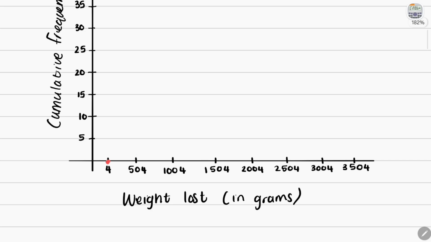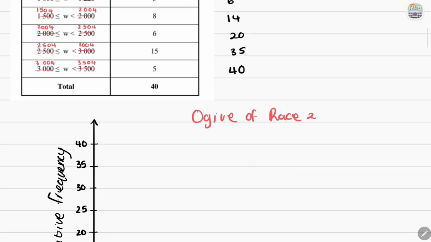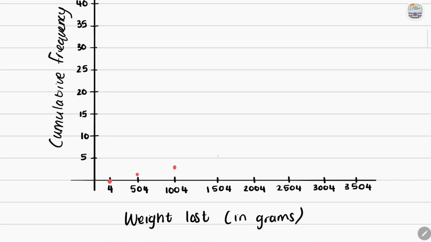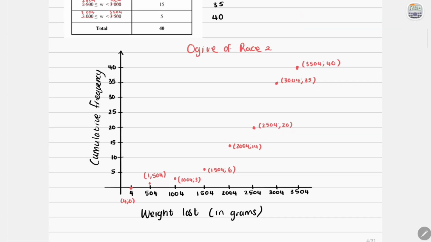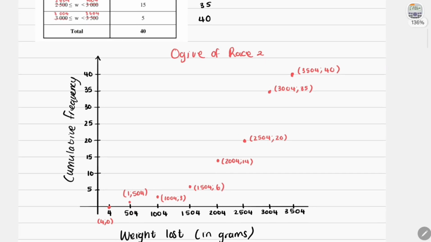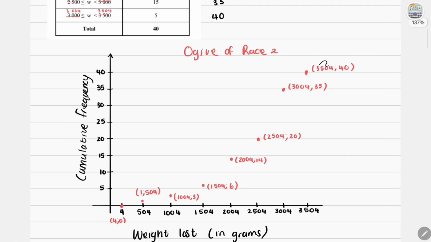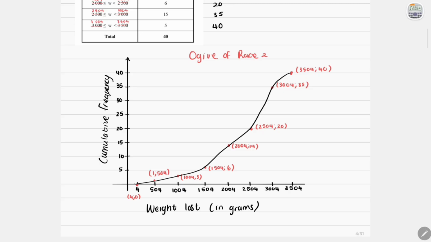504 and 1, it's probably somewhere there. 1004 and 3, that will be in the middle. 1504, and that one goes with 6, so it's just higher than 5. And we'll just plot down all our points. There we go, this is what it's going to look like. And then you just join your points, join all of those. There, so that is our ogive.